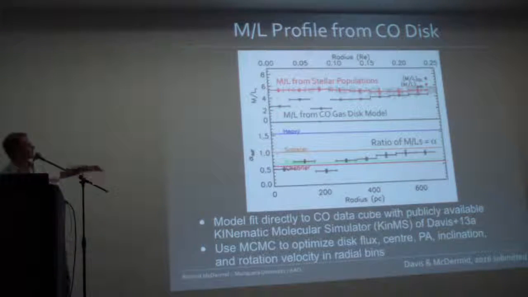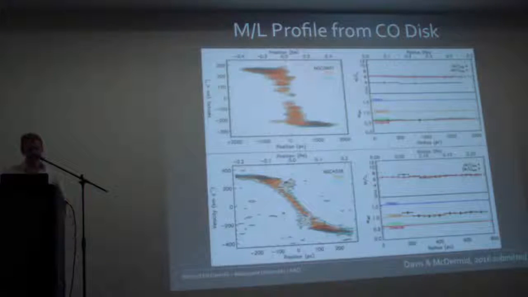And this is a complicated plot, but at the top, the red points show you the mass to light ratio from the stellar population analysis I talked about. The black points underneath are from this dynamical fit to the CO gas. And then we can ratio these and end up with this mismatch parameter as a function of radius. And this is coming from dynamics. Right? And here's just some other examples of the CO disk.